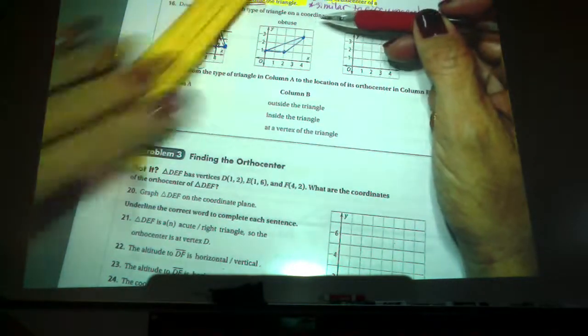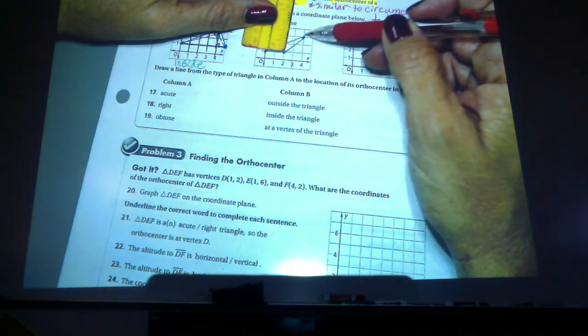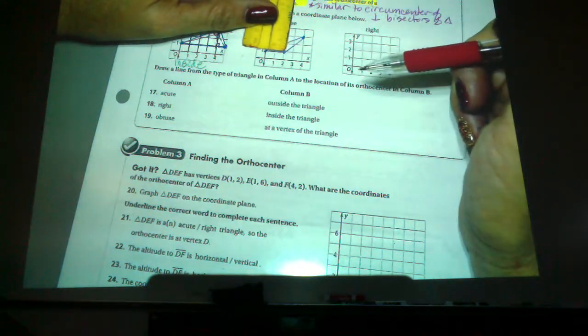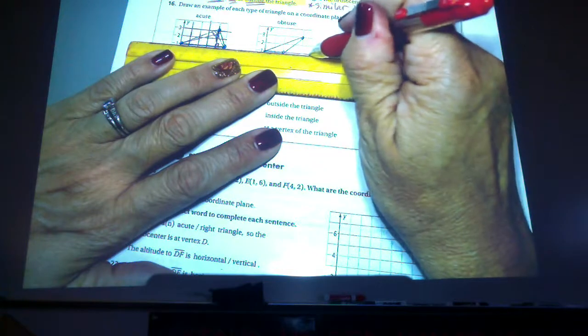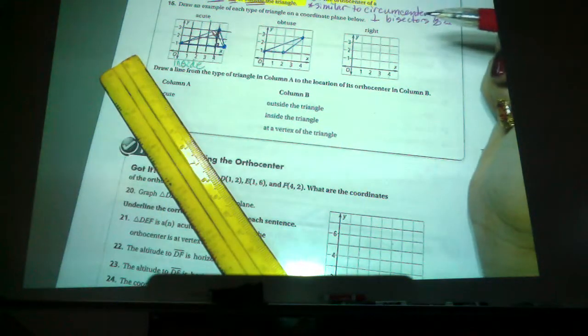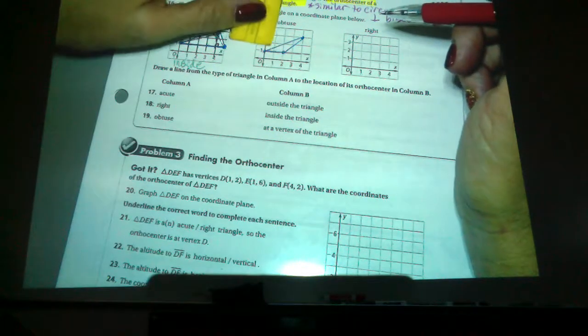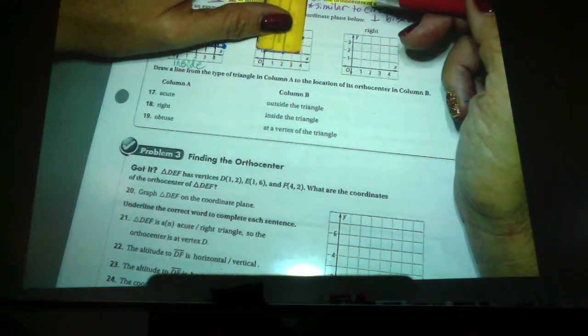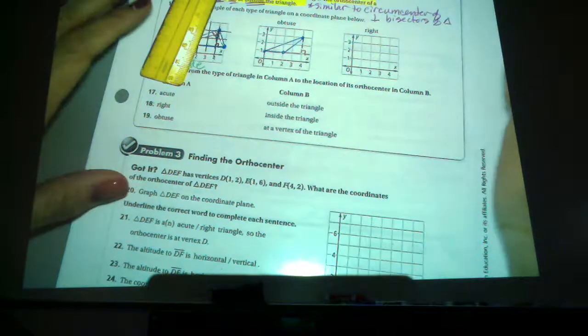So when you draw your altitude to this opposite side, is there any way for me to draw an altitude from this angle perpendicular to that side? Not unless I do what? I have to extend out. Sometimes I have to extend out the side of my triangle because the altitude can be outside your triangle. So now as I run my ruler flush with the bottom there, now I can hit my angle right here. So that altitude is outside the triangle.